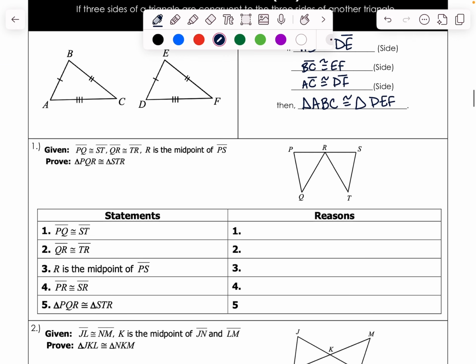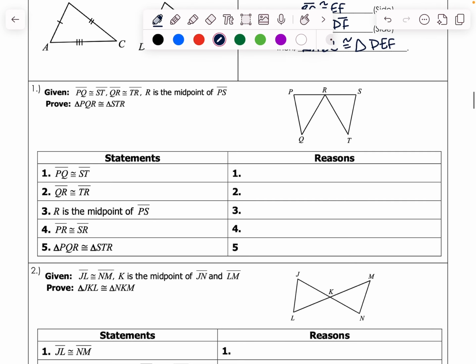Okay, so when we actually get into proofs, we've done proofs before, so we have to use theorems, definitions, postulates, that kind of thing to prove. Anytime we start a two-column proof, we want to start with our givens, and in this case we have 3. What I like to do is mark up the triangle based on your givens, so you know that PQ is congruent to ST. You also know that QR is congruent to TR, and you know that R is the midpoint of PS. So we start with all 3 of our givens.